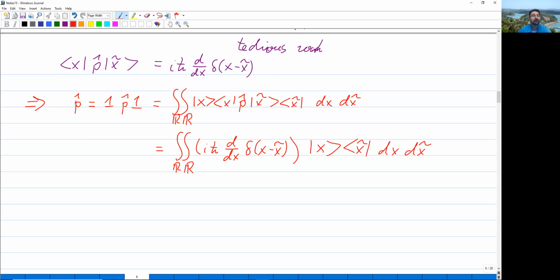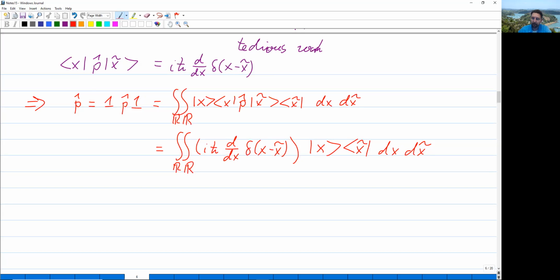Now this looks almost as if it was also diagonal, right? But it turns out that the derivative of the Dirac delta doesn't qualify to be called diagonal. It's not quite right to say that the derivative of the Dirac delta is vanishing when x is not equal to x tilde. And that's because of the derivative. The derivative actually knows about neighboring values. So actually the momentum operator is not diagonal in the position representation.